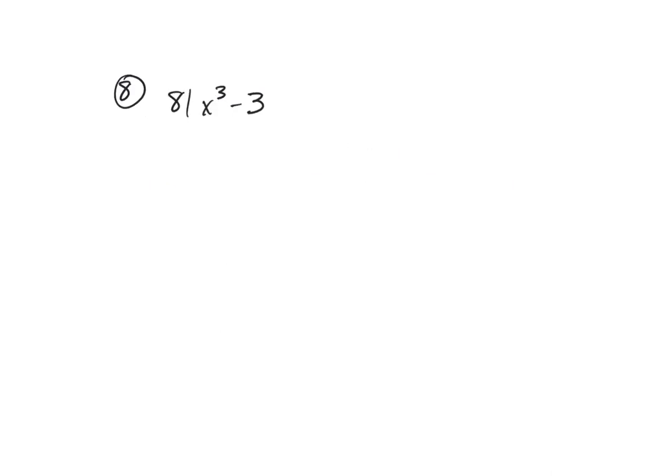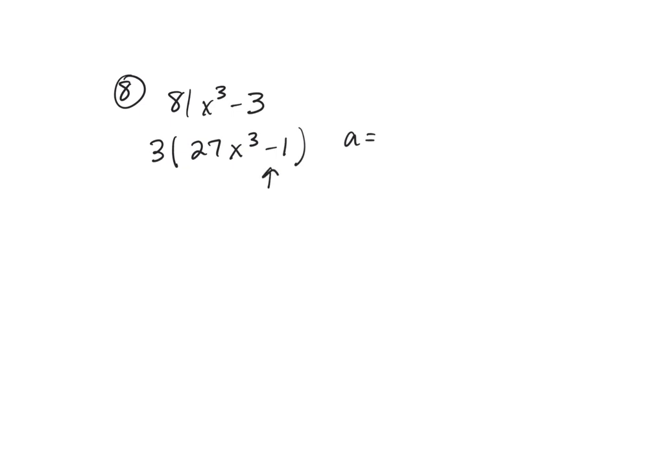Okay, 81x cubed minus 3. So these do have a factor in common, and it is 3, which leaves us with 27x cubed minus 1. So after we get it in this form, we can take the cube root of both of these terms, and that's how we know it is the difference of cubes because of the subtraction.